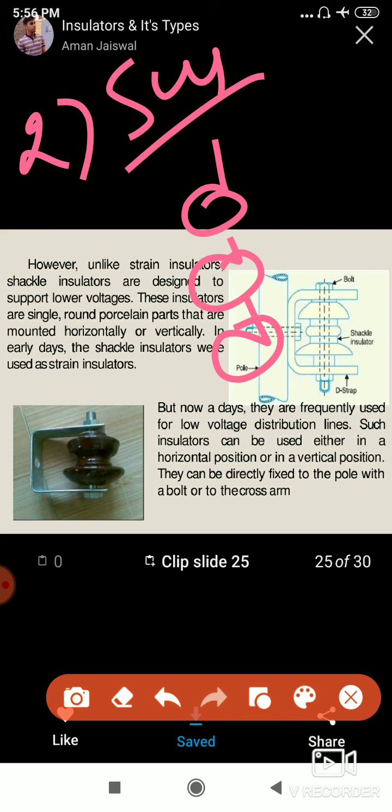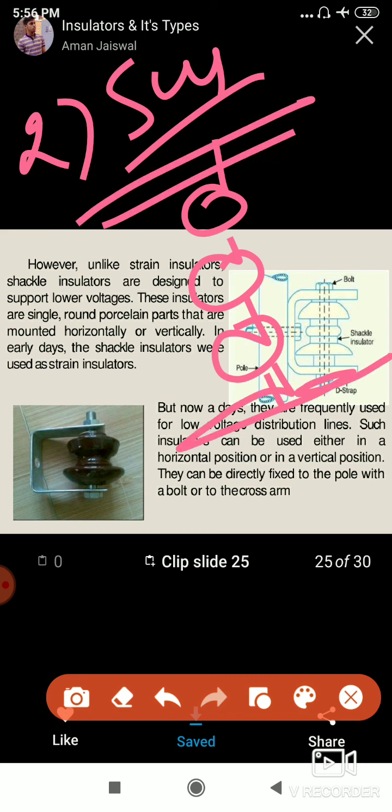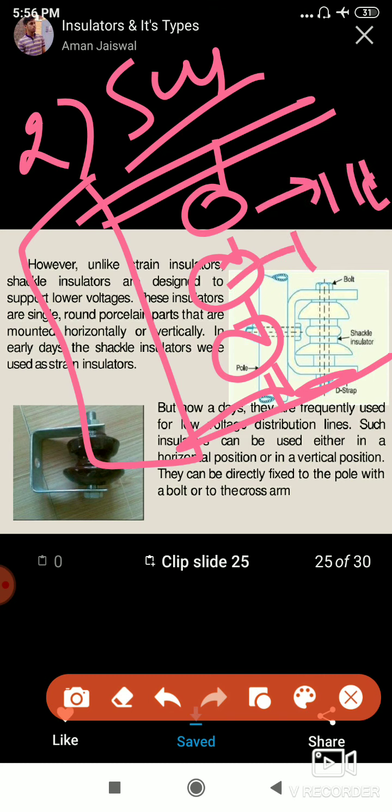So it can be made horizontally, where the bottom is connected to the conductor and the top is connected to the cross arm on the pole. Each and every disc we can call an 11 kV unit, right? So these suspension type insulators we can use for greater than 33 kV. Less than 33 kV we can use a pin type insulator. Greater than 33 kV we use suspension type insulators, right?